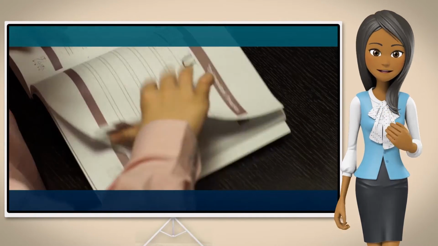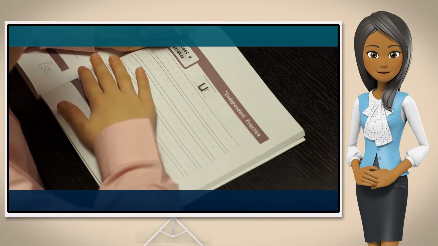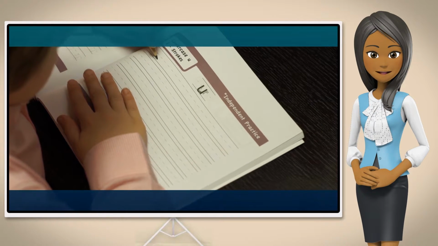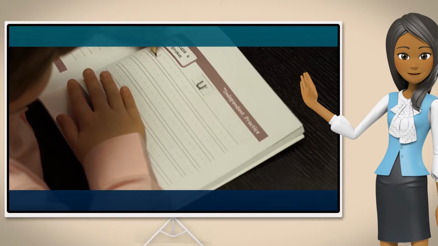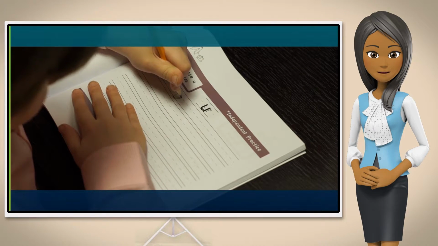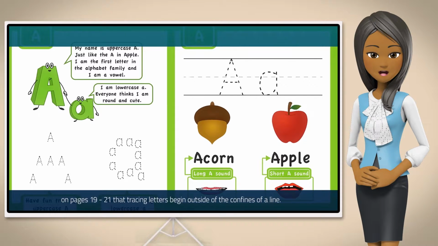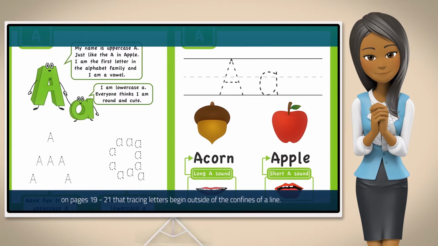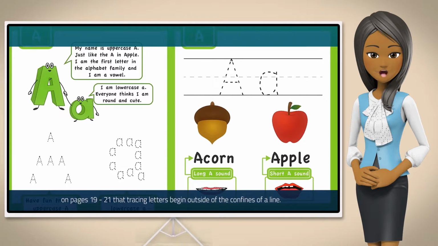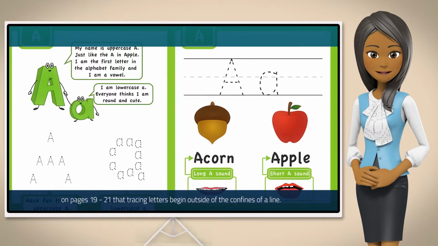As children trace, they learn how to grip and hold pencils, a necessary skill for all the writing they will need to do throughout their lives. So fine motor skill is being developed while children learn that letters are written on and between lines. This makes for a visual motor connection. Note, however, on pages 19 through 21, that tracing letters begin outside of the confines of a line. Experts have recommended that prior to children tracing on paper, they should begin by tracing with hand movements in the air, and tracing outside the confines of horizontal lines.